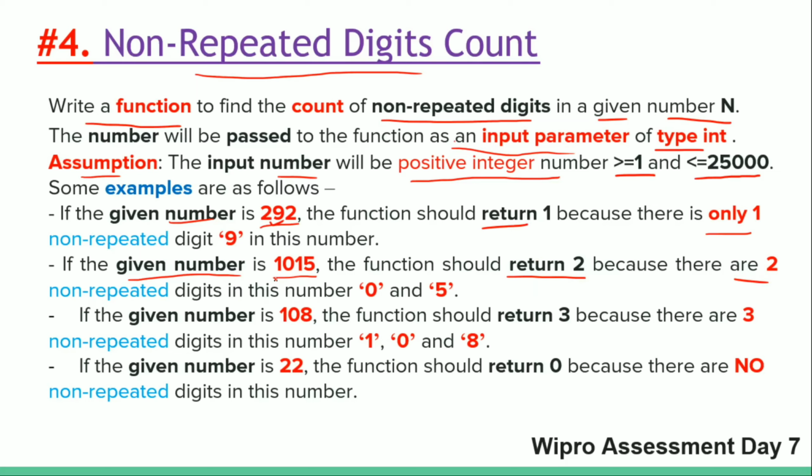And another example is given that if the given number is 108, the function should return 3 because there are three non-repeated digits in this number, that is 0, 1 and 8. If the given number is 22, the function should return 0 because there are no non-repeated digits in this number.